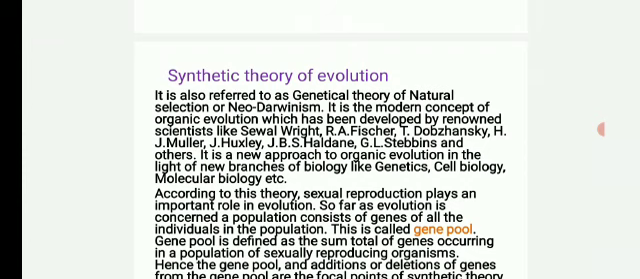So far as evolution is concerned, a population consists of genes of all the individuals in the population. This is called gene pool. Gene pool is defined as the sum total of genes occurring in a population of sexually reproducing organisms. Hence, the gene pool and additions or deletions of genes from the gene pool are the focal points of synthetic theory of evolution.